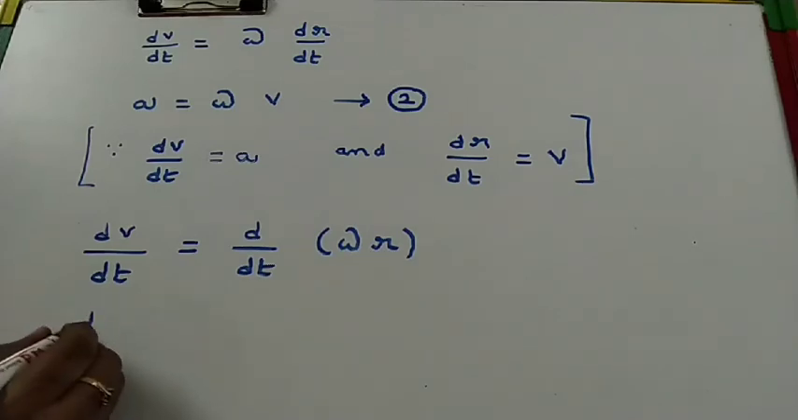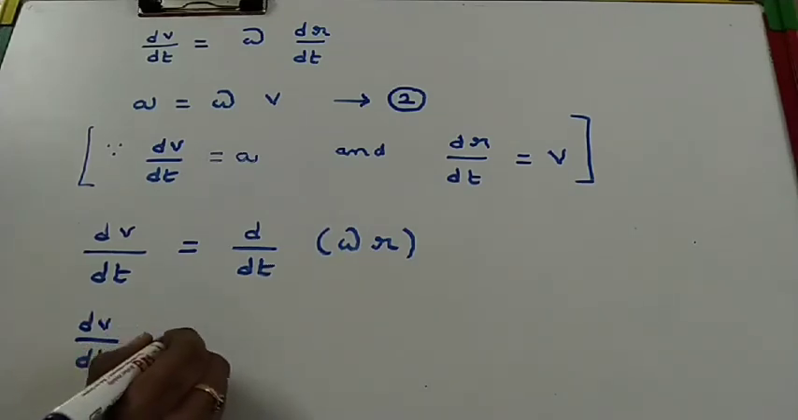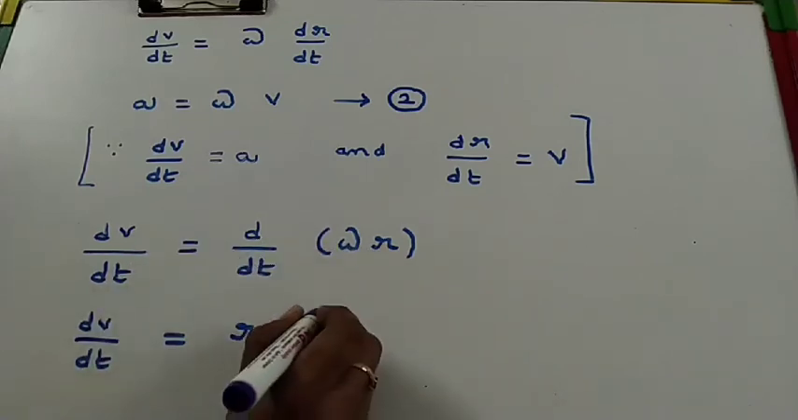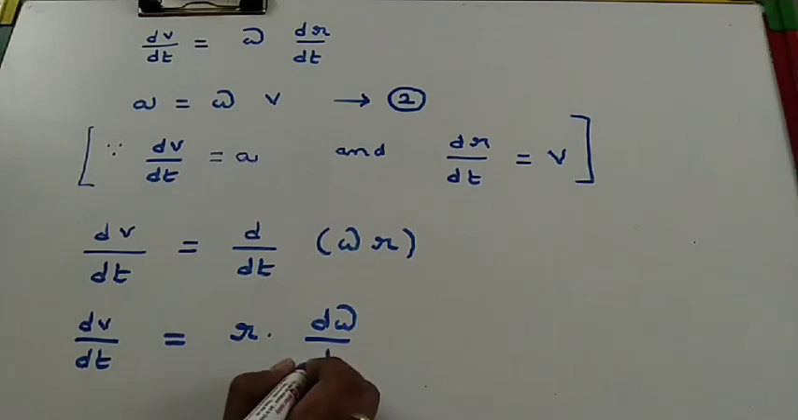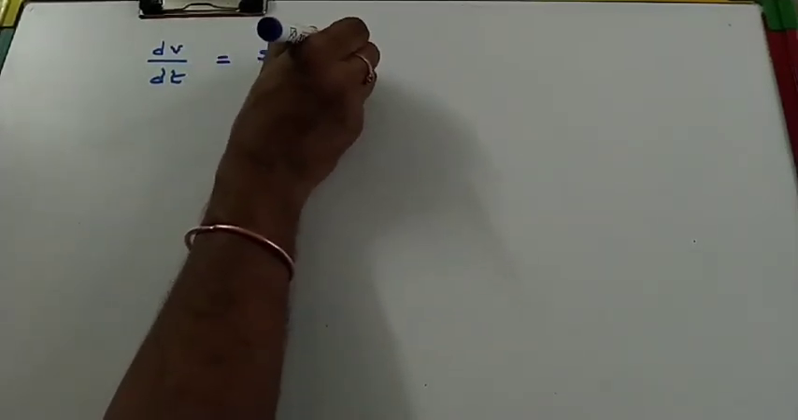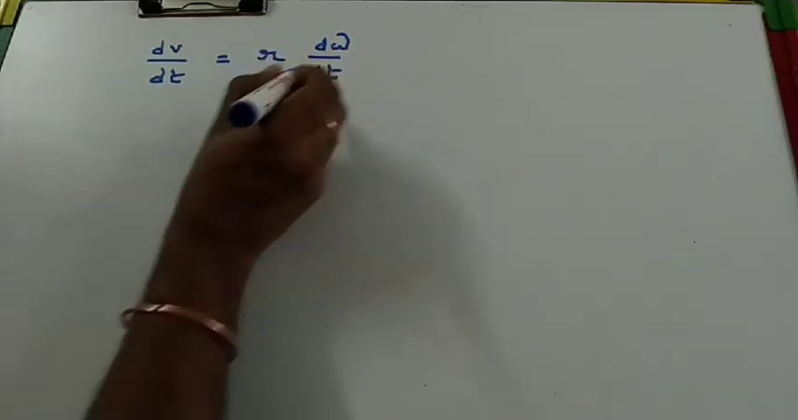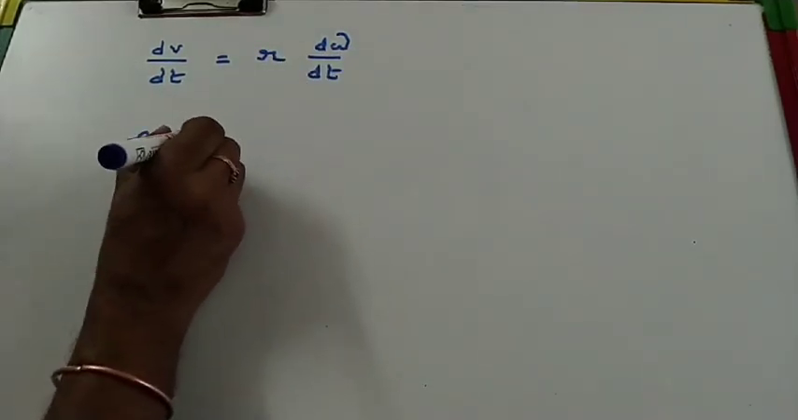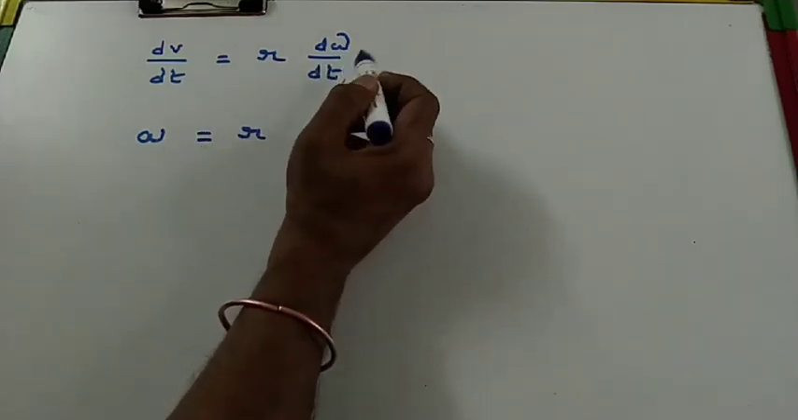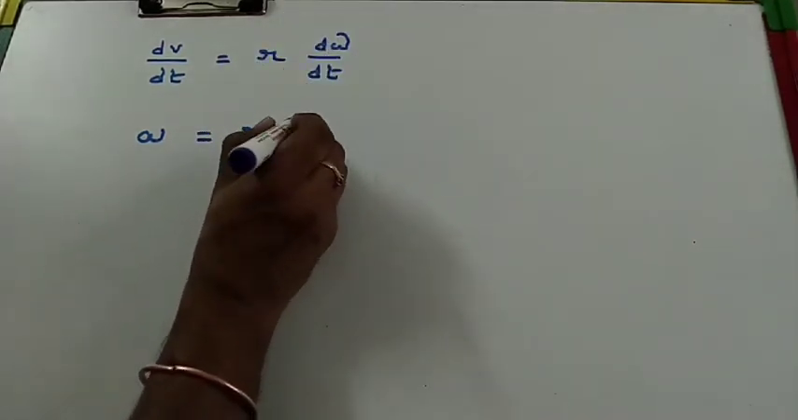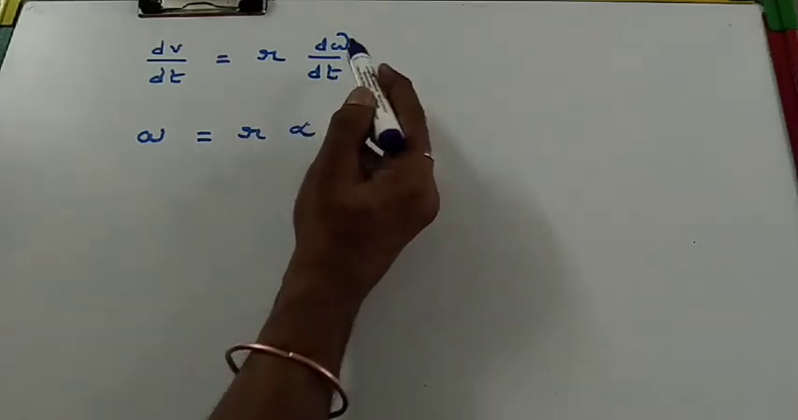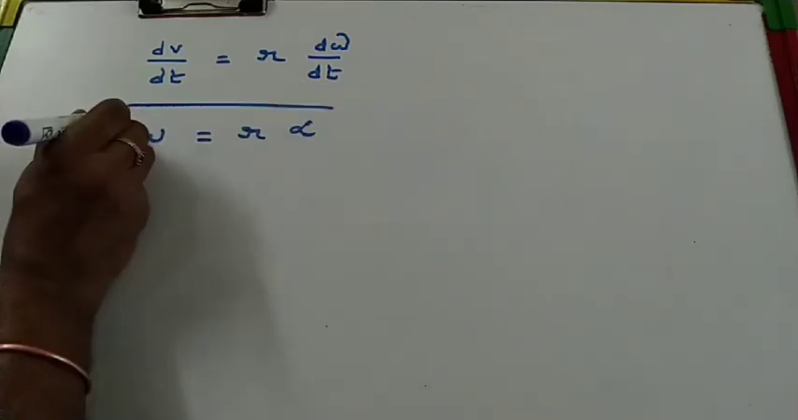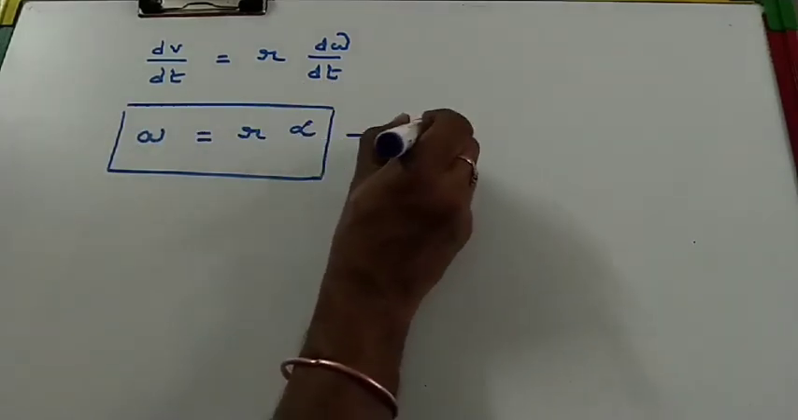Now, dv by dt is equal to, now take R outside, R into d omega by dt. Therefore, dv by dt is equal to r into d omega by dt. What is dv by dt? A is equal to r into the rate of change of angular velocity, angular acceleration. The rate of change of angular velocity is called angular acceleration. Consider this as equation number 3.